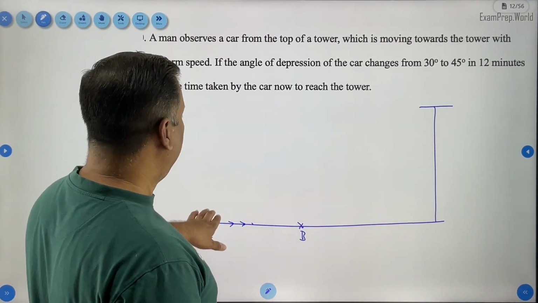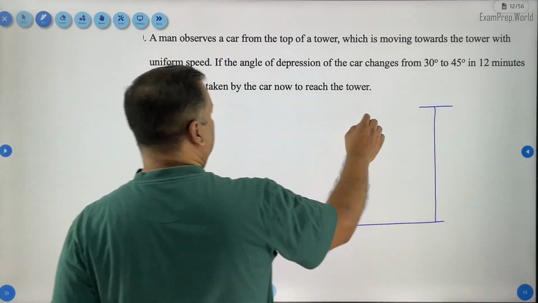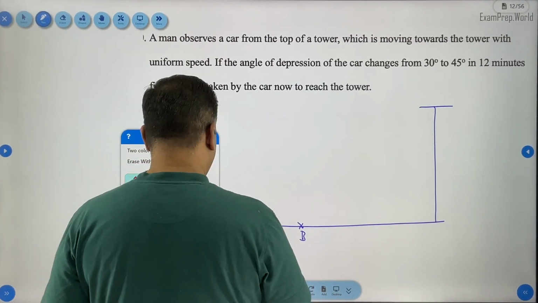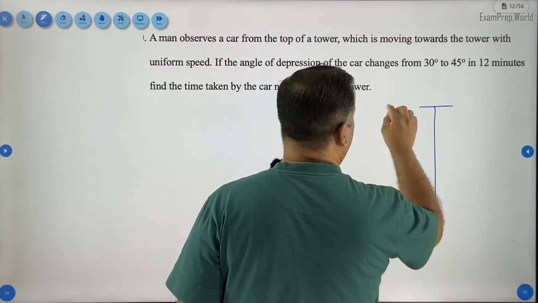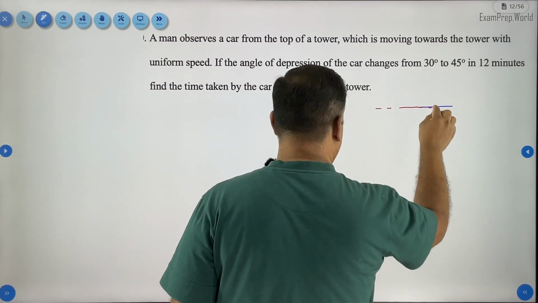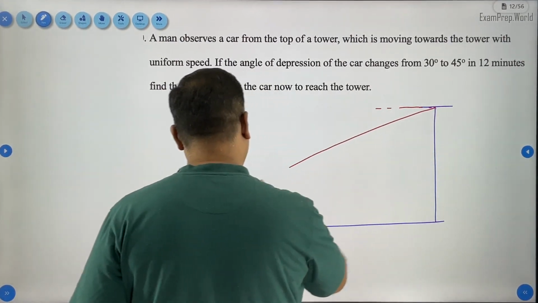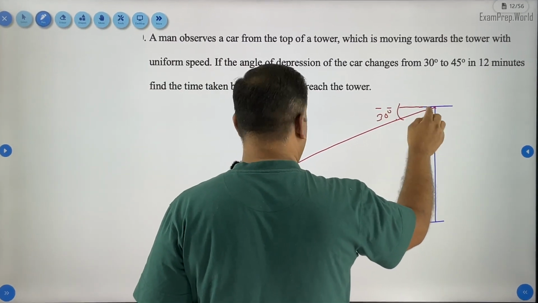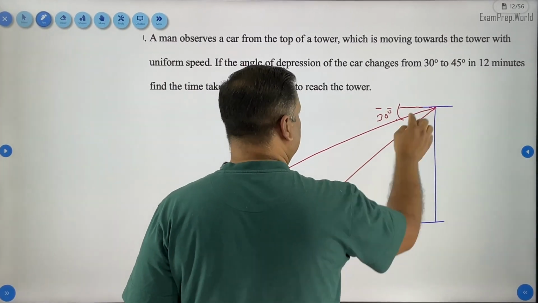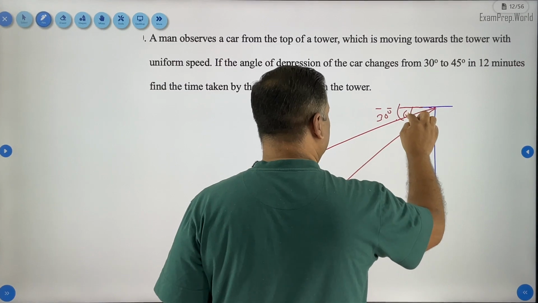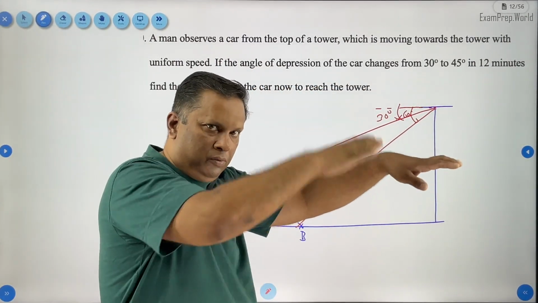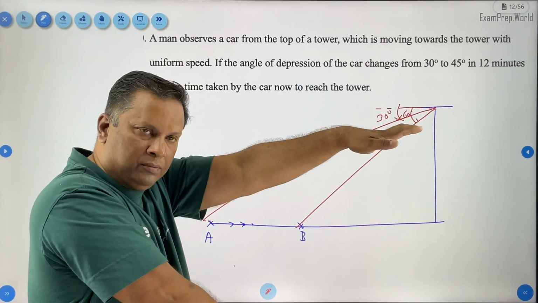Okay. When it was here, the angle of depression. So you have to be careful about the angle of depression. The angle of depression is from here. So when the car was at A, the angle of depression was 30 degrees. When the car is at B, the angle of depression is 60 degrees. Okay. The angle of depression is from the horizontal, going down from here like this.